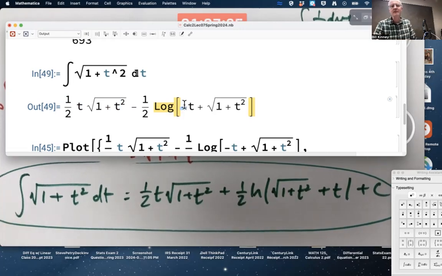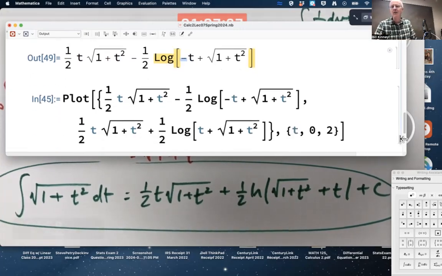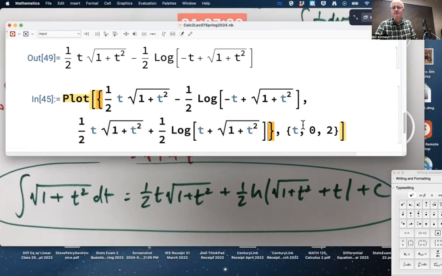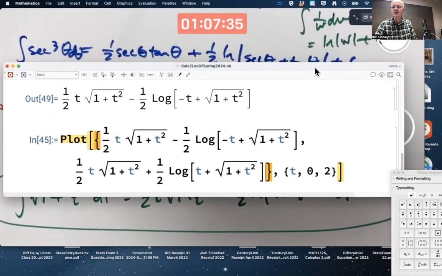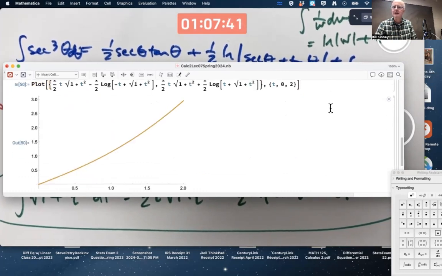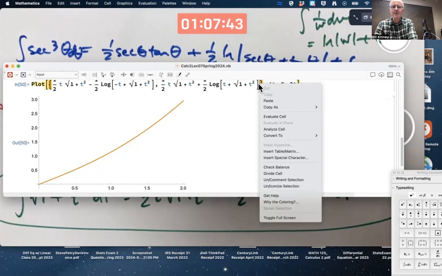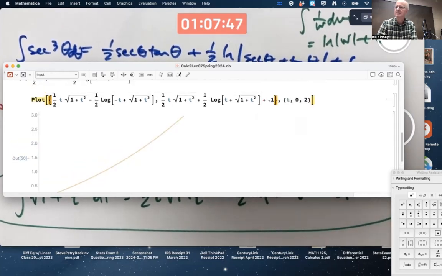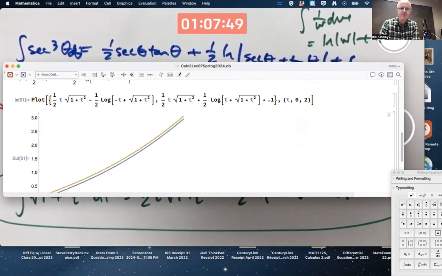So I tried plotting both Mathematica's answer and our answer. Here's Mathematica's answer. Here's our answer. And astonishingly, they are the exact same function. And I can emphasize that even by adding, say, plus 0.1 to this one to get a slightly different function like that. They are the exact same function.